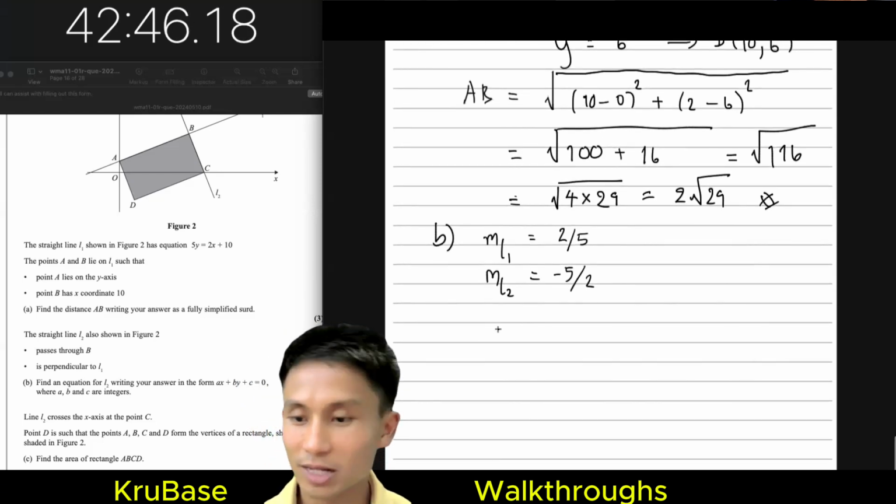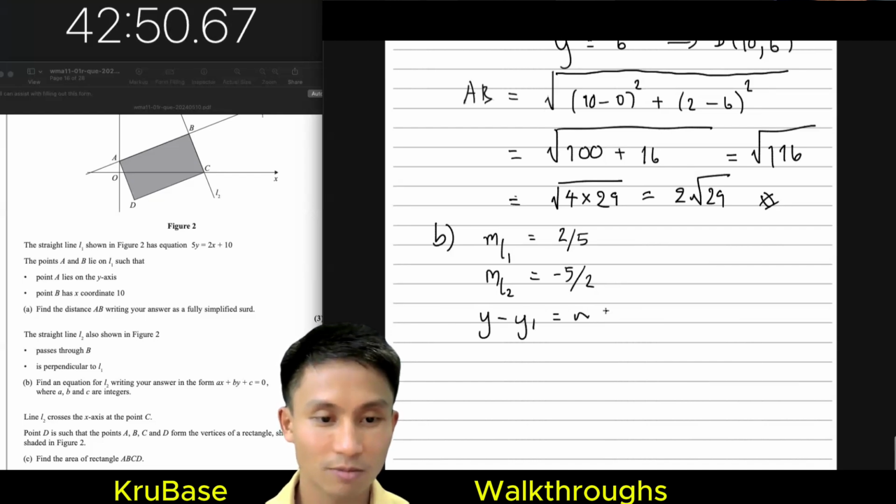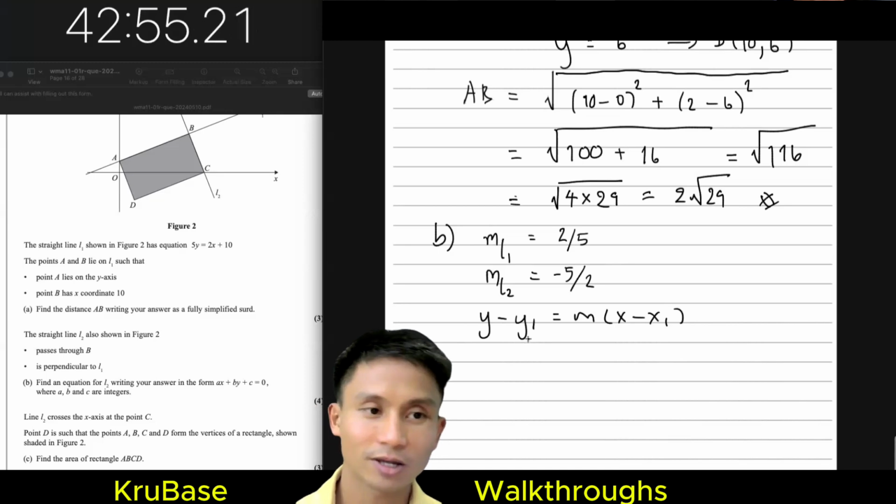Okay. So, and then we can use the formula y minus y1 equals m times x minus x1. That's the very commonly used formula.